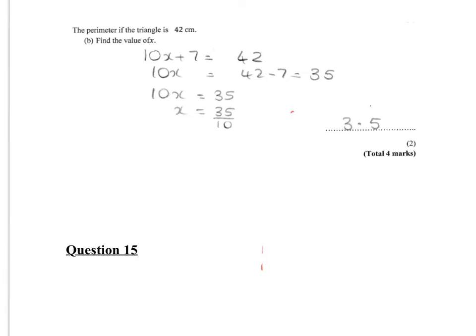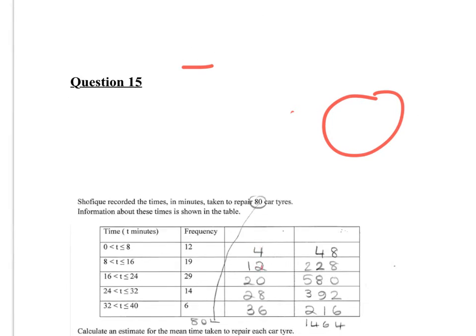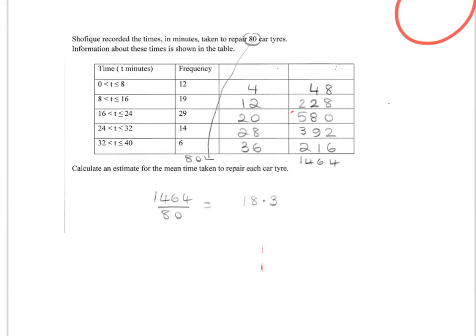Let's go. The perimeter then would have been, you take the expression, 10x plus 7, it equals 42, solve it. We've got 3.5. This should have been straightforward.